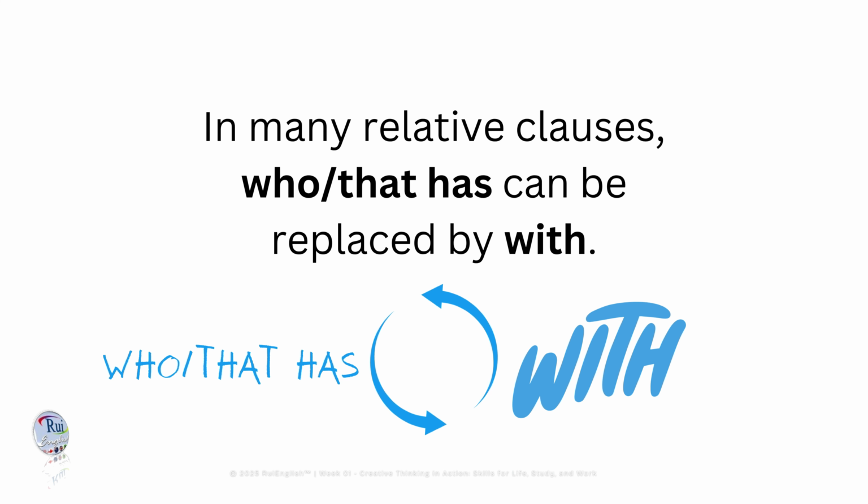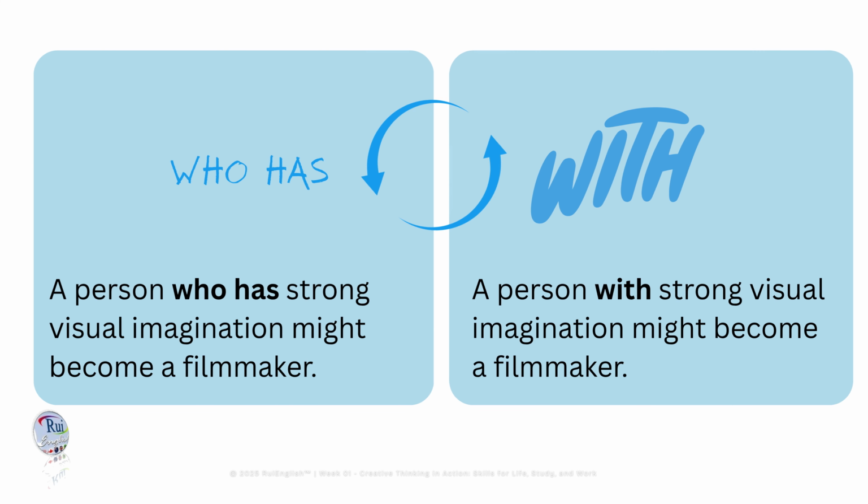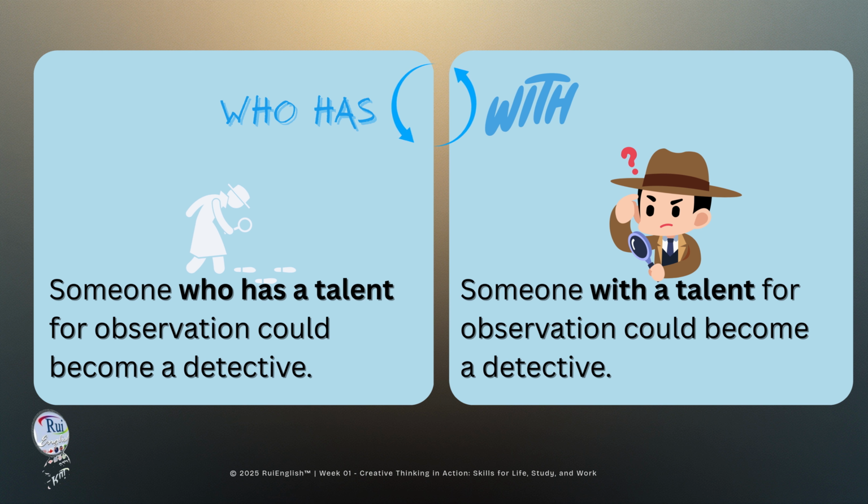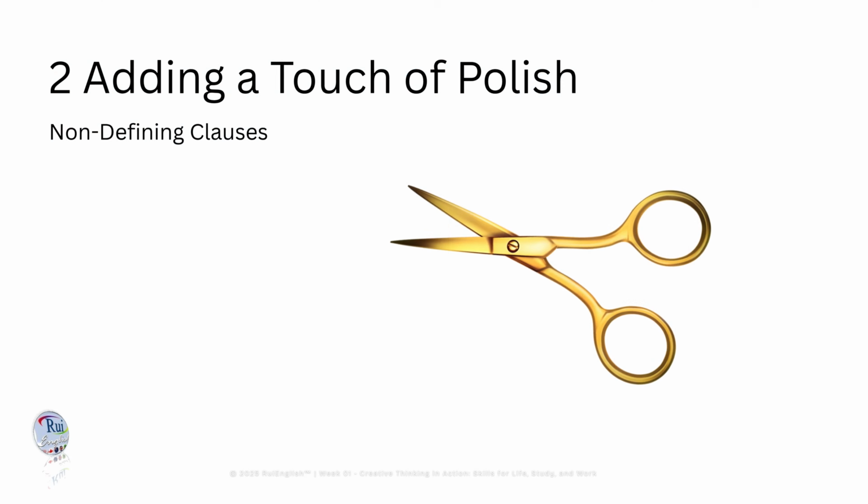Whenever you see a phrase describing what someone has, a quality, a skill, whatever, you can almost always replace who has or that has with the simple word with. And this just brilliantly shows how clean that swap is. A person who has strong visual imagination. That's kind of a mouthful. But a person with strong visual imagination? That is elegant, direct, and so much more sophisticated. And our last example for this rule, someone who has a talent becomes someone with a talent. It's a small change for sure, but all these small changes add up to create a much more fluent and confident style. So, you've totally mastered the basics.